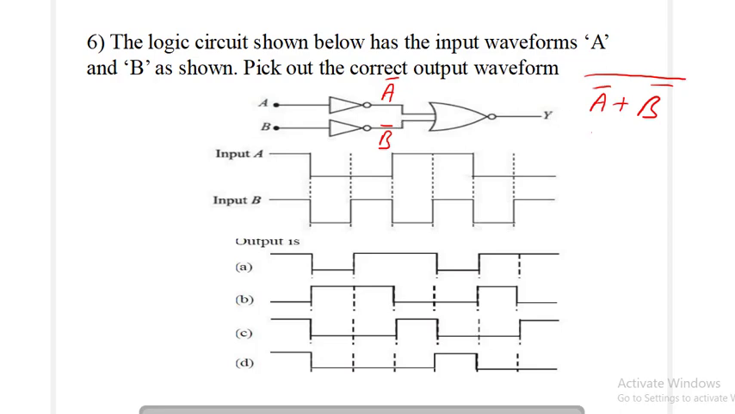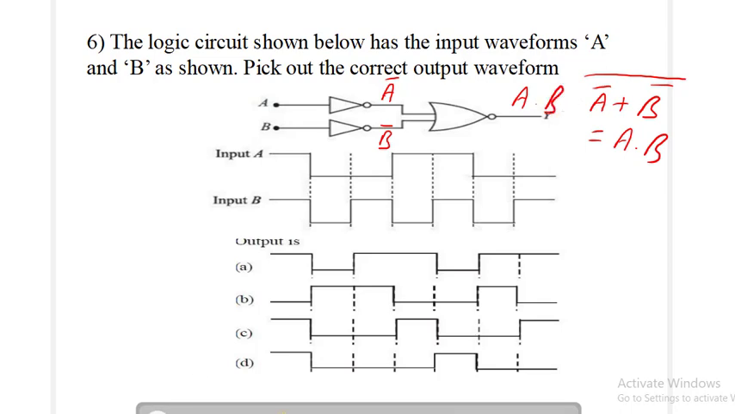We apply De Morgan's law to this. So applying De Morgan's law, what will happen? Break the sign, break the line and change the sign. So what we have is A dot B. So the output of this is actually A dot B. This is an easier way to solve.